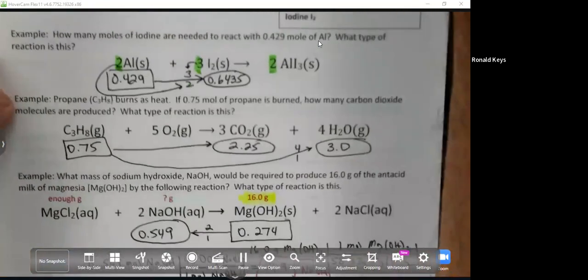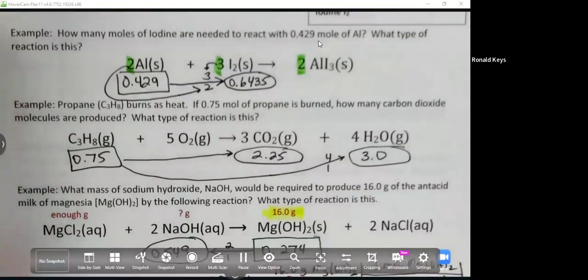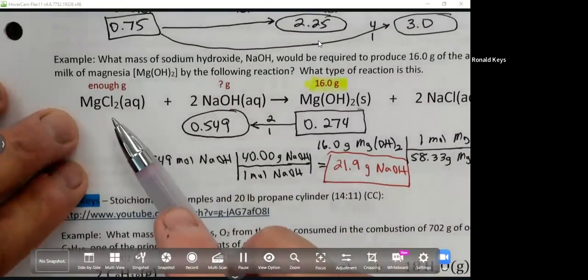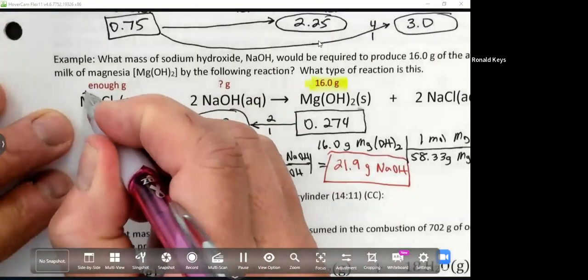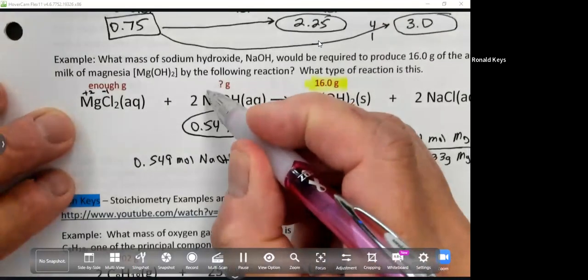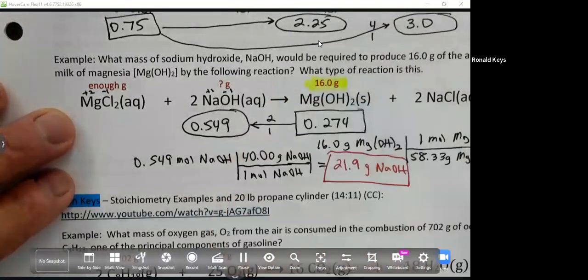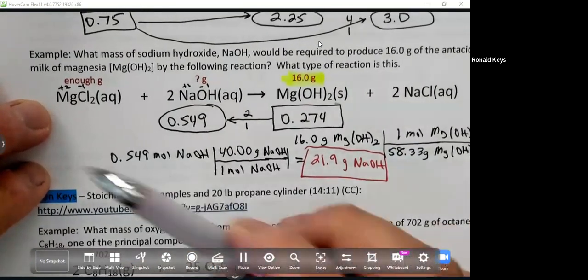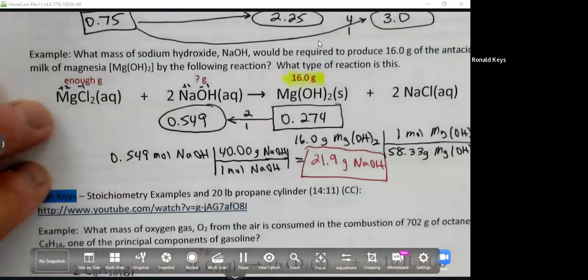Okay, so let's review where we left off. We are now doing stoichiometry. So what is stoichiometry? Well, first of all, you can write formulas of compounds. You know that this is magnesium chloride, and this is plus sodium hydroxide. And hopefully you would know that this is a double replacement reaction, and you can recognize that we have a double replacement reaction.